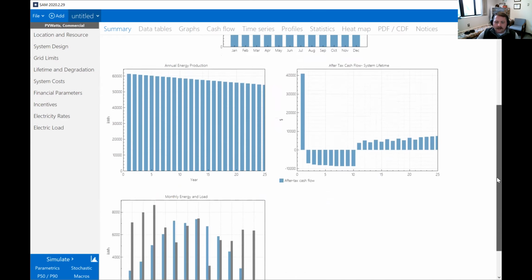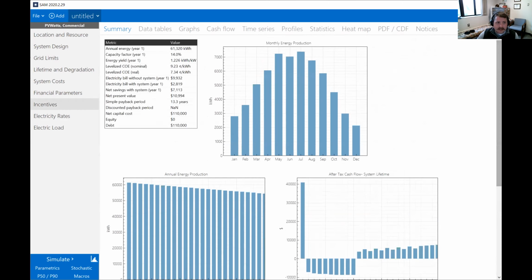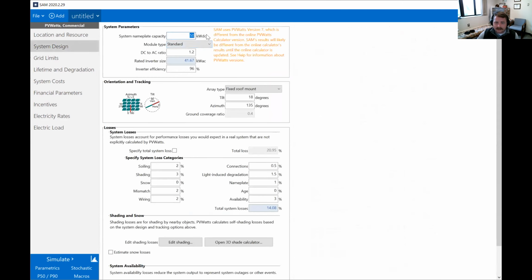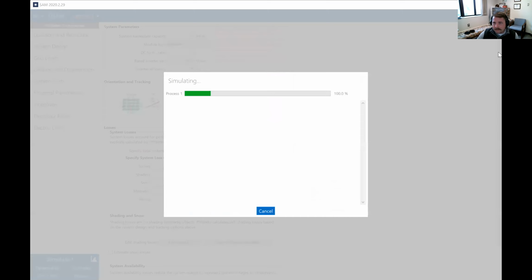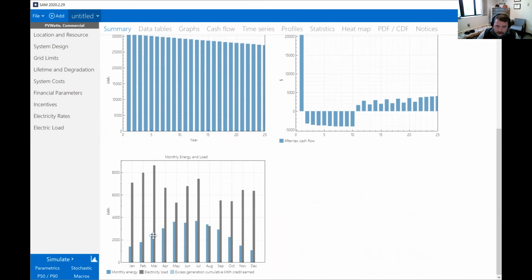So this is where you can start with whatever system size you want, but then what you want to do for maximum economic efficiency is simply reduce your system size until either you minimize the payback period or you've minimized the number of months where you overgenerate. That's kind of your ideal payback.